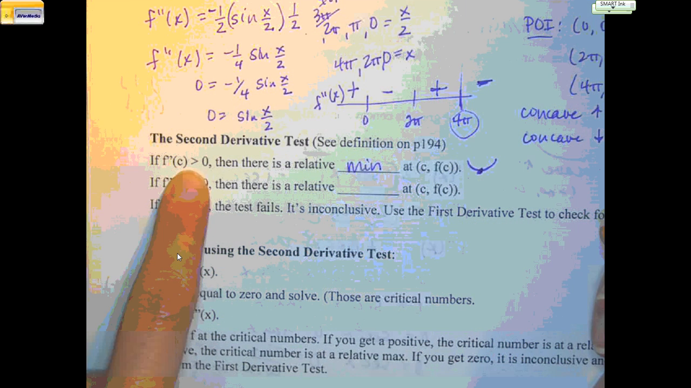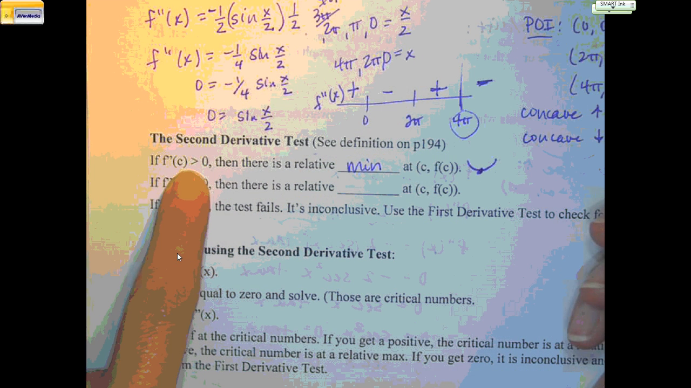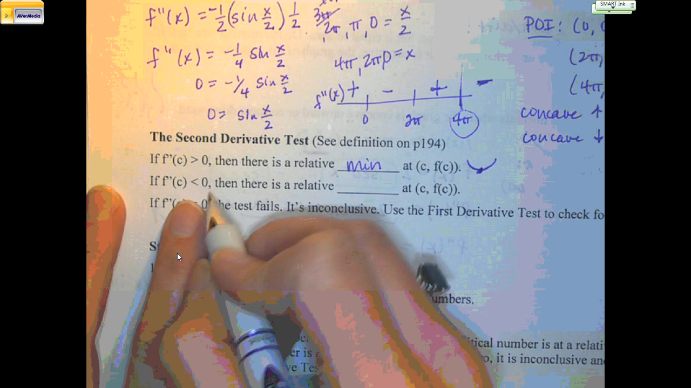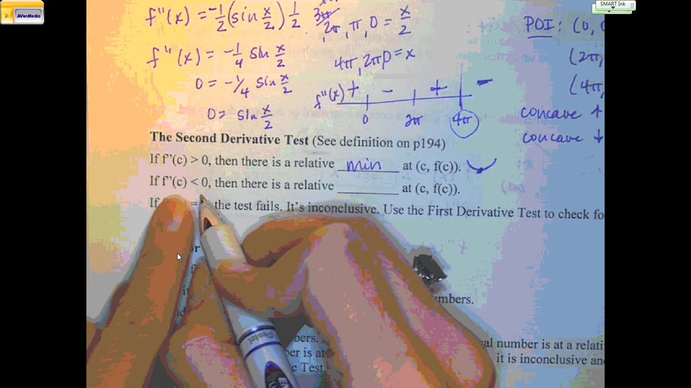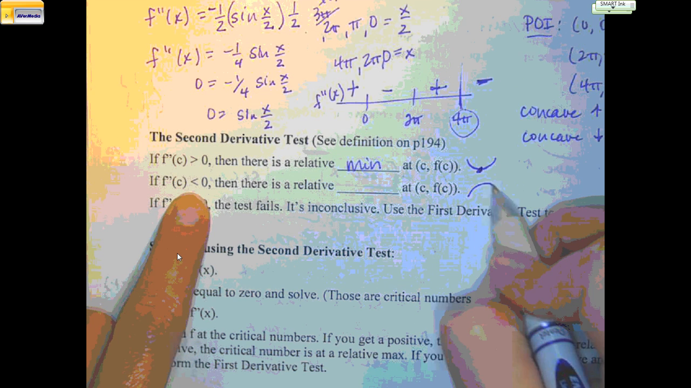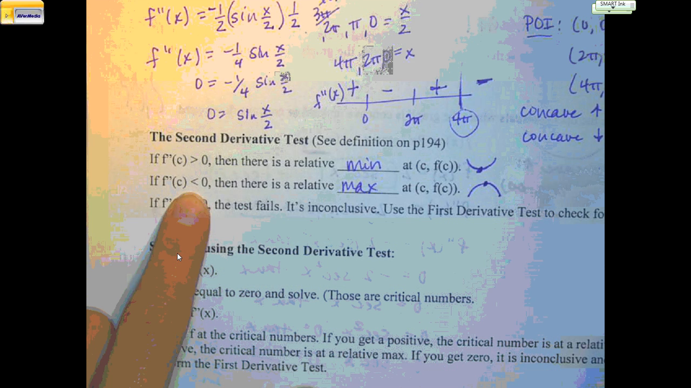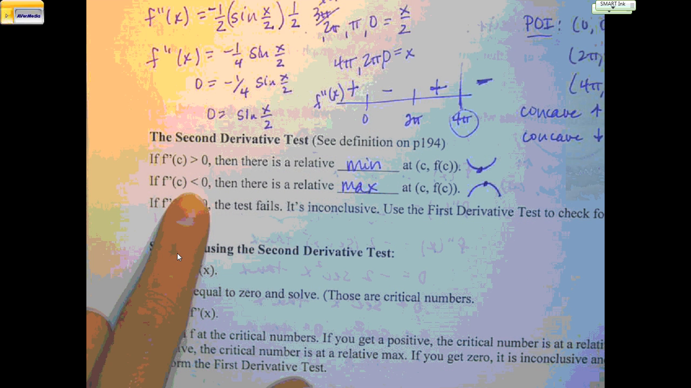So be careful, because that's going to be a plus sign. It's greater than 0. You're going to want to put max. Please don't. It means concave up, which means a minimum. So in other words, let's flip it. If it's less than 0, it's a negative, meaning concave down. So that point would be considered a relative max. Does everybody see how that works? It'd be smart to draw that picture.